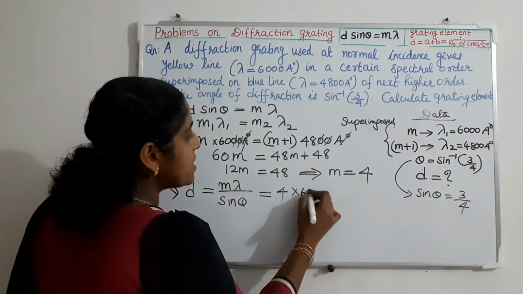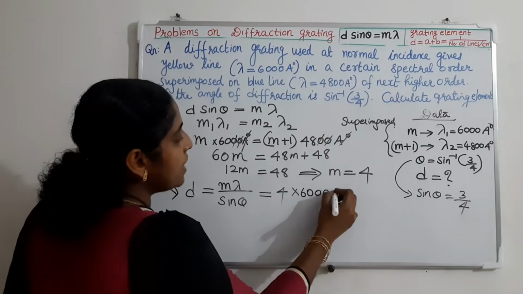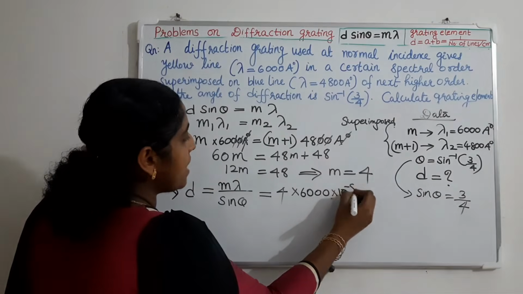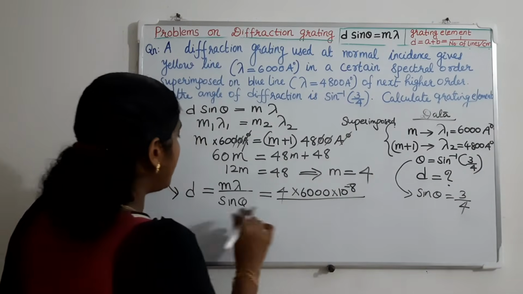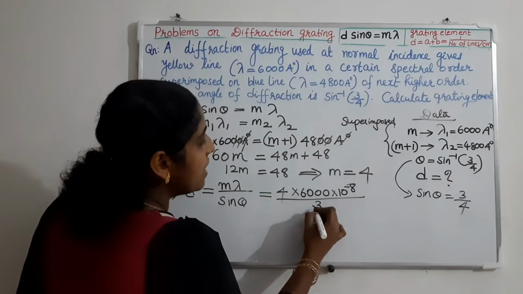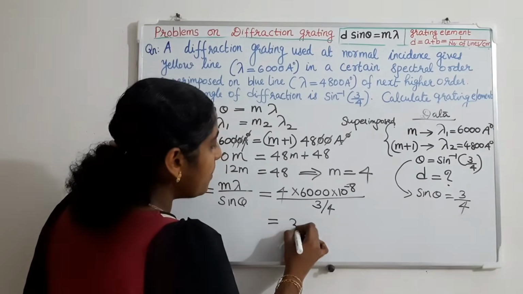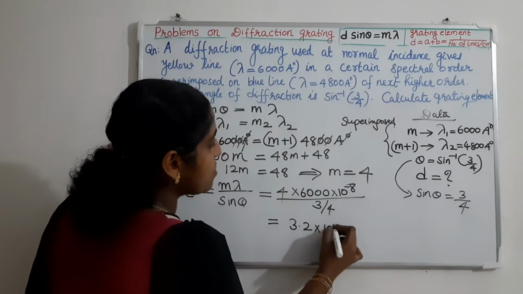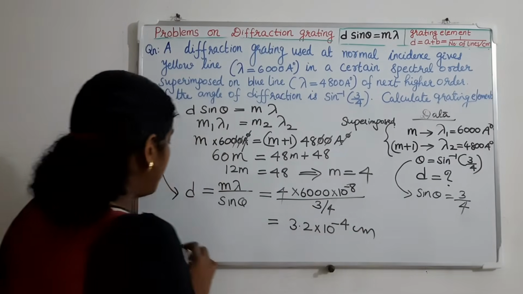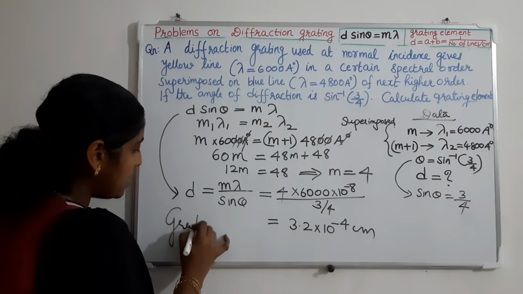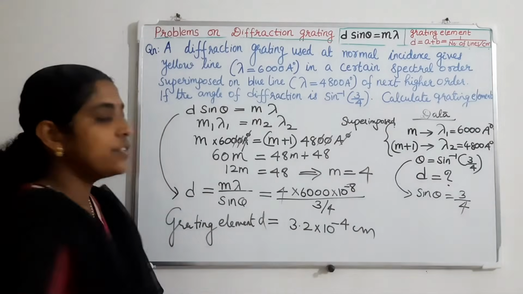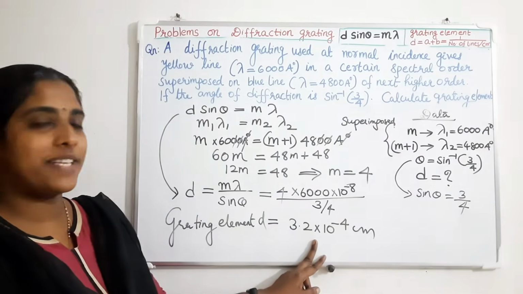So 4 into 6000 Armstrong, that is into 10 raised to minus 8 centimeter, divided by sin theta. Sin theta is 3 by 4. So on calculating we will get 3.2 into 10 raised to minus 4 centimeter. So the grating element D is 3.2 into 10 raised to minus 4 centimeter.